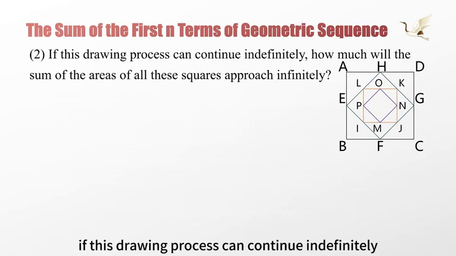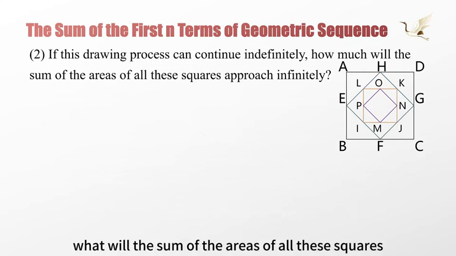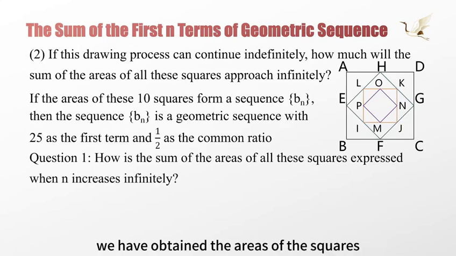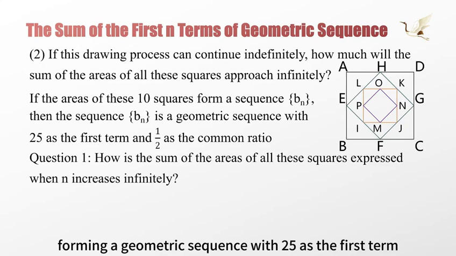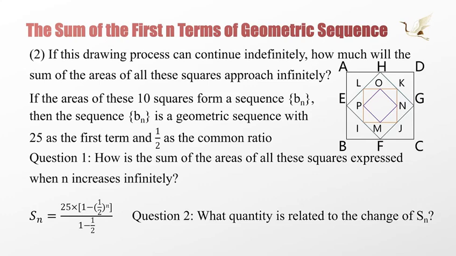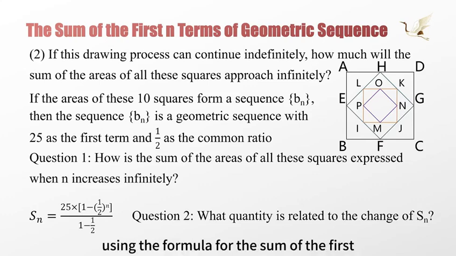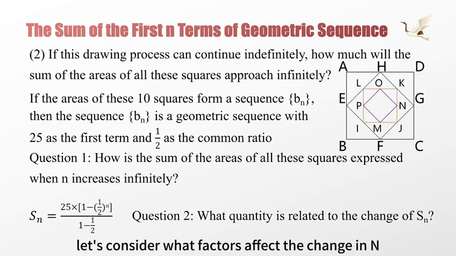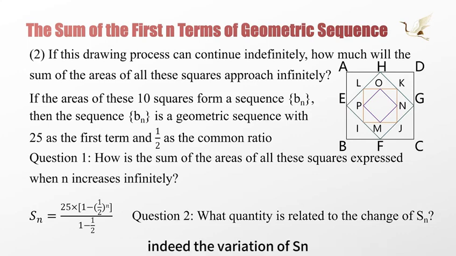If this drawing process can continue indefinitely, what will the sum of the areas of all these squares infinitely approach? We have obtained the areas of the squares, forming a geometric sequence with 25 as the first term and 1/2 as the common ratio. Then, how should we represent the sum of the areas of these squares when n tends to infinity? That's right, we can represent it using the formula for the sum of the first n terms of a geometric sequence. Observe this formula. Let's consider what factors affect the change in Sn. Indeed, the variation of Sn should have a direct relationship with n.